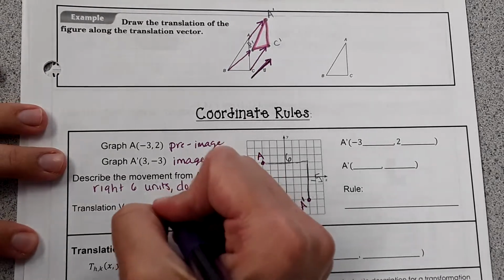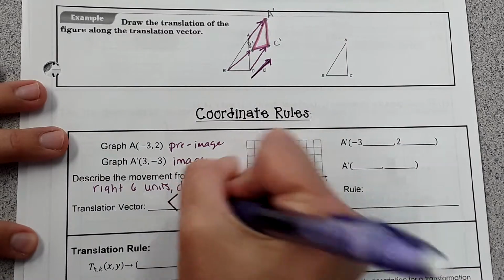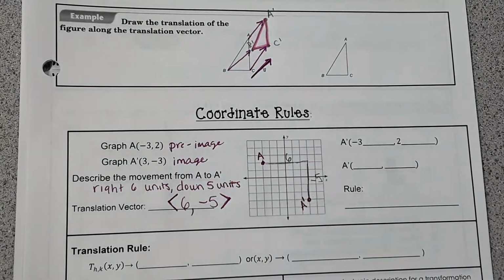Translation vector looks like this. It has this bracket here, and then it would be 6, -5. So that's how we move the point.